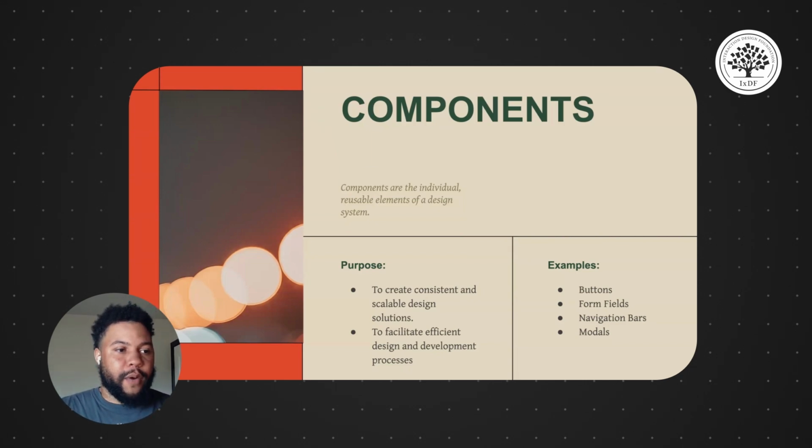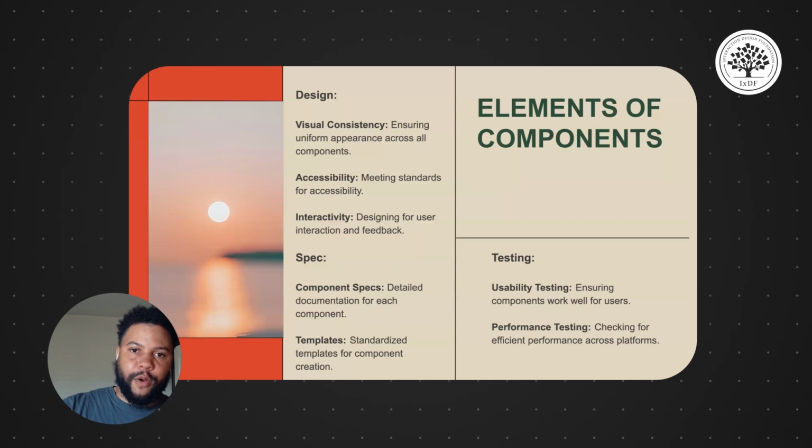So I put a couple of examples here, like buttons, form fields, navigation bars, modals, things like that. I think if you've designed for any period of time, you know what components are. But these elements, when well designed and implemented, provide a solid foundation for building user interfaces. Delving into the elements of components, we focus on three key areas: design, specs, and testing.